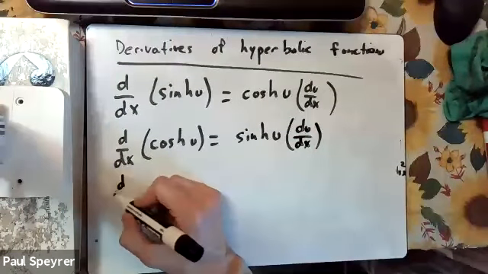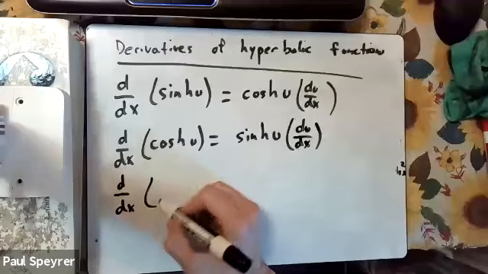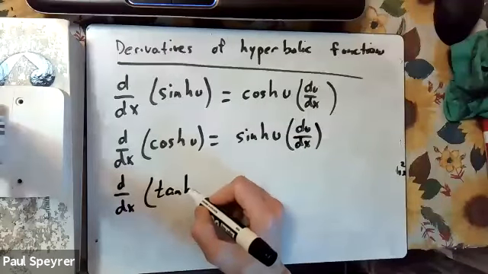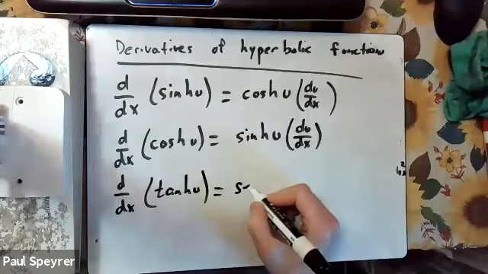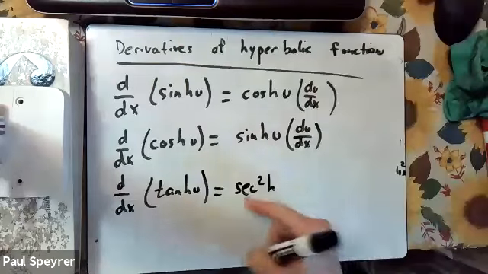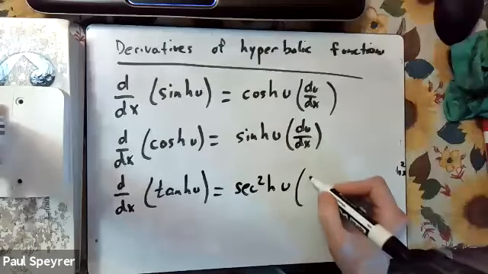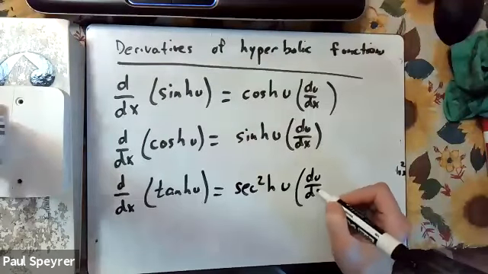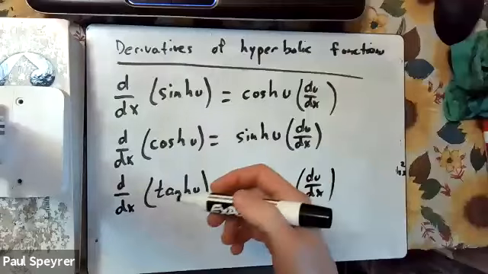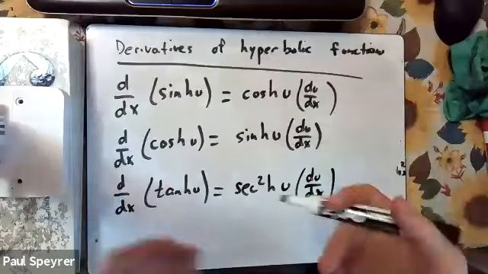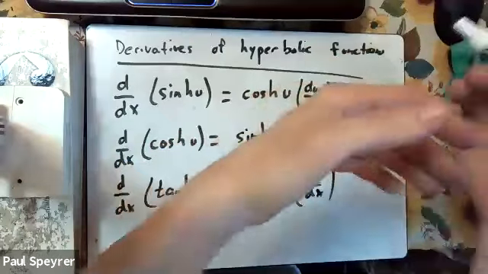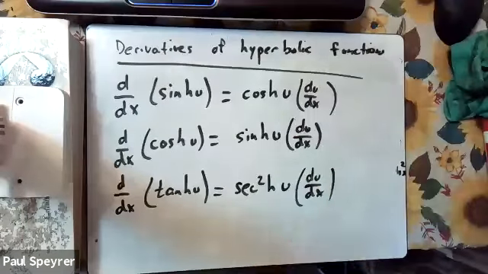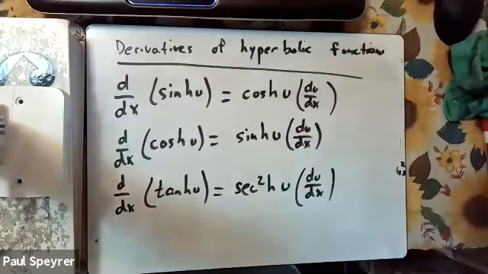We also have d/dx of hyperbolic tangent. That one is just equal to hyperbolic secant squared of u, and then du/dx. That's the exact same derivative as tangent, right? Derivative of tangent is secant squared. So you're noticing how the derivatives of these hyperbolics are very similar to the derivatives of the regular trig functions.